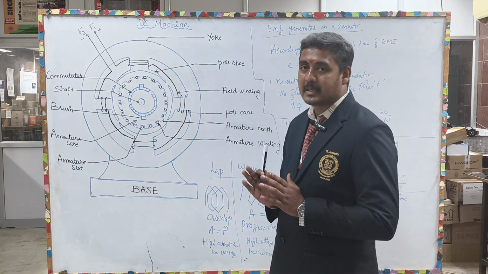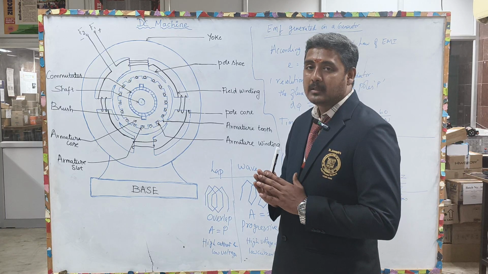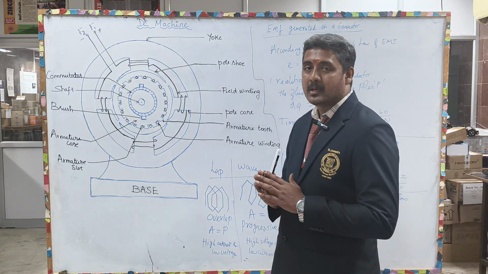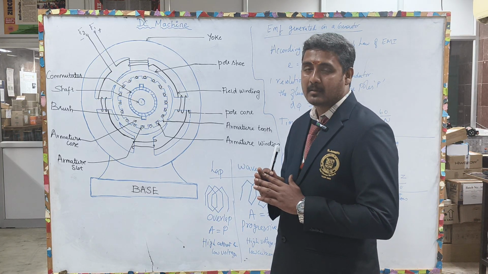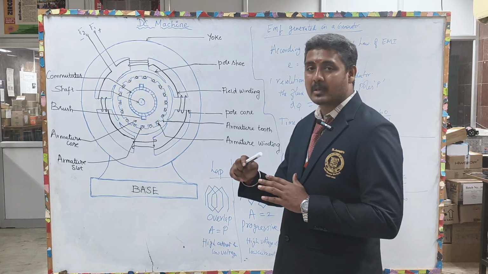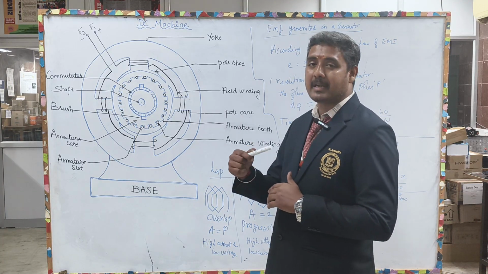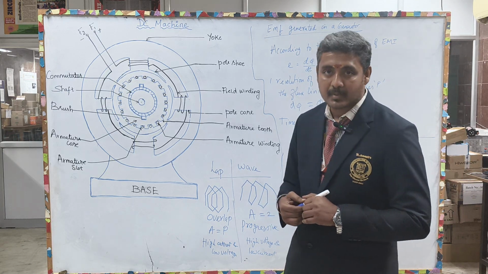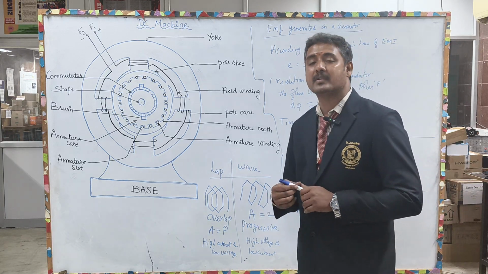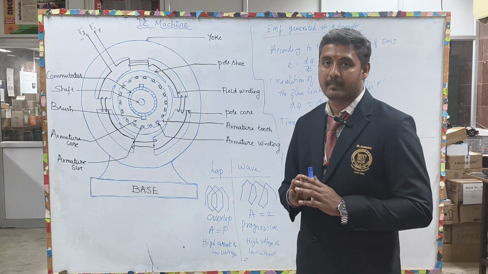The back EMF is basically the EMF produced in a DC motor, where after a motoring action there comes a generating action. Because of that generating action, the EMF is produced in the armature winding. That EMF is called the back EMF.